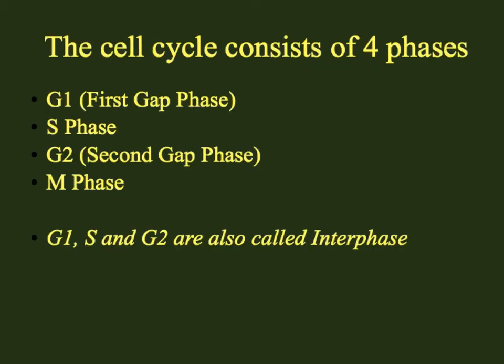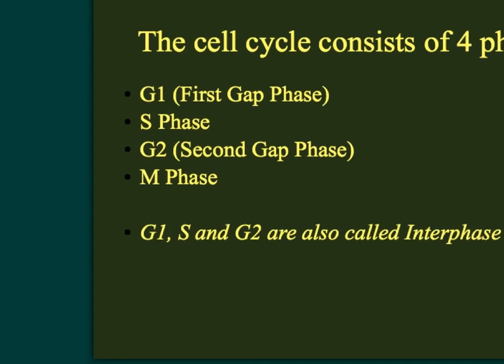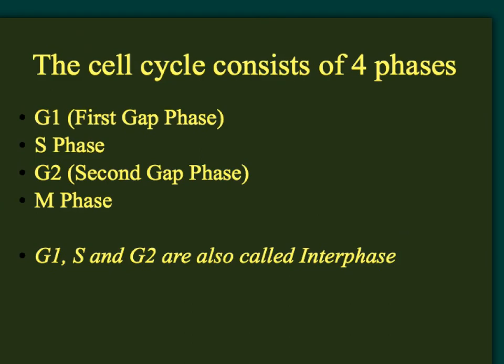Now I'll give you a chance to look at a diagram in a minute, but the cell cycle really consists of four phases. The first one is called G1. It's the first gap phase. Then there's the S phase, the G2, and then the M phase. We'll learn about what each one of these means. But it's important to note that the G1, the S, and the G2 are all interphase, and the M phase is part of the cell division phase.